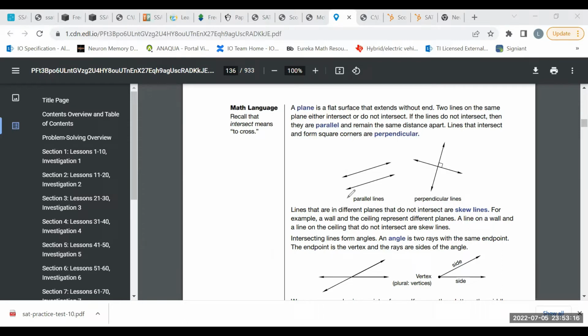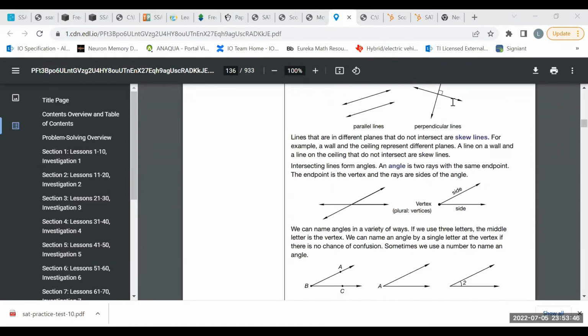Now, lines that are in different planes and do not intersect are called skew lines. So if you take a horizontal plane and a vertical plane, and then you have one line in the vertical plane, one line in the horizontal plane, and they don't intersect, then those two lines are called skew lines. For example, your wall and your ceiling: wall is a vertical plane, ceiling is a horizontal plane. A line on the wall and a line on the ceiling which do not intersect will be called skew lines.